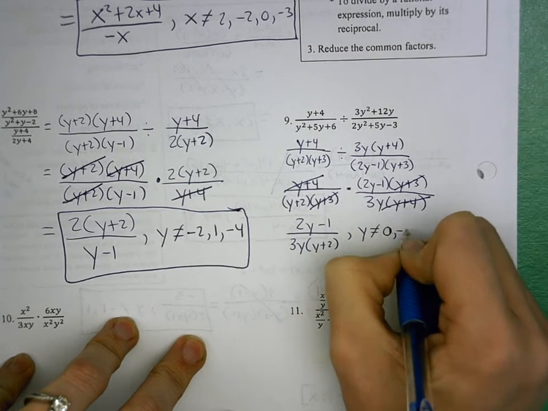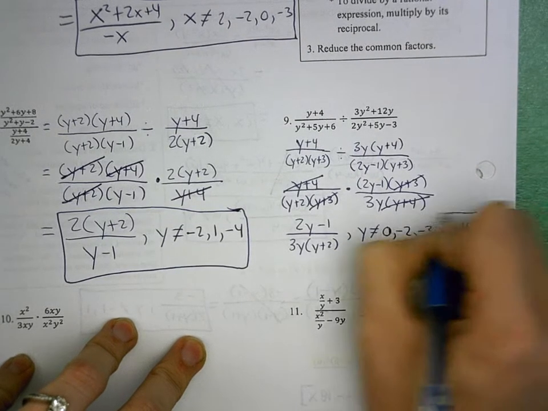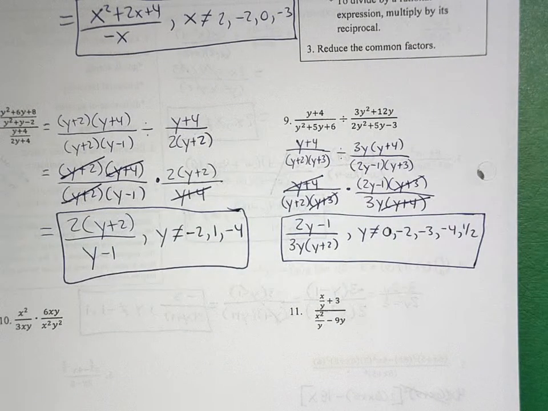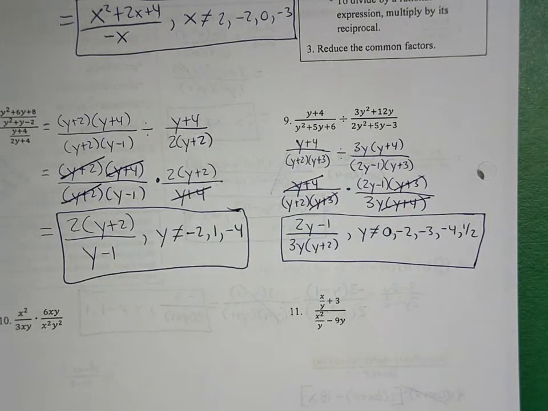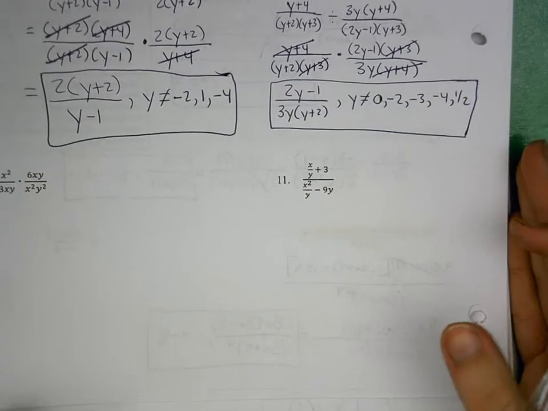0, -2, -3, -4, and 1/2. All those excluded values that I identified from my denominators equaling 0. Okay, two more problems that have a very similar simplification step, so 11 and then 6.